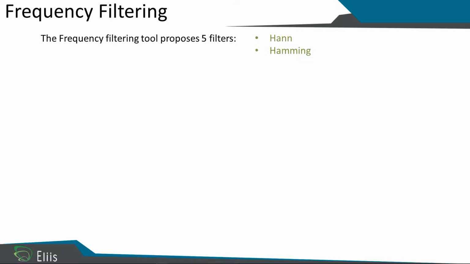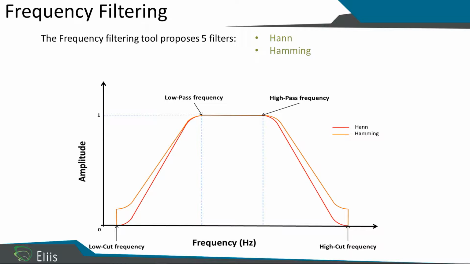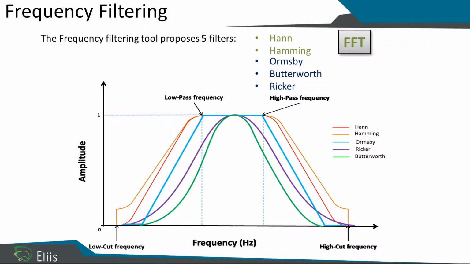With PaleoScan, we have different kinds of frequency filtering, like AN and amine with fast Fourier transform. And we also have RGB, Butterworth, and Ricker with wavelet frequency filtering.